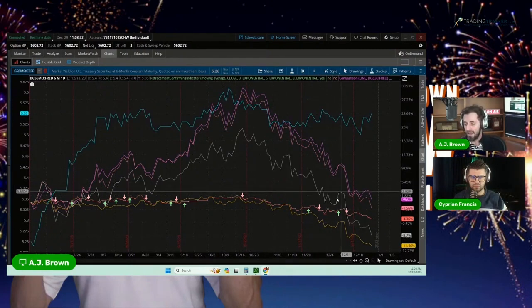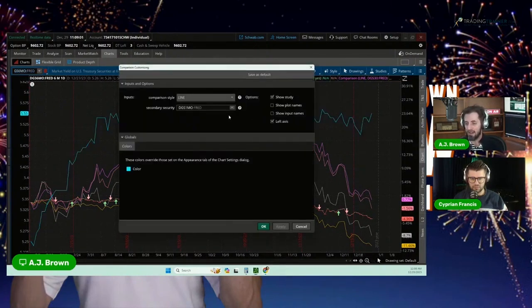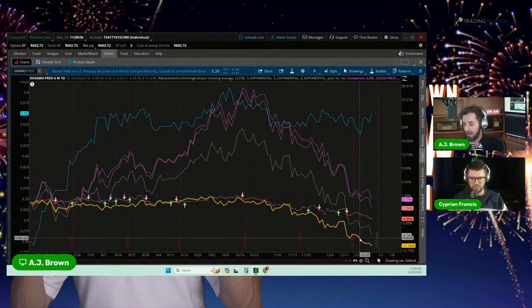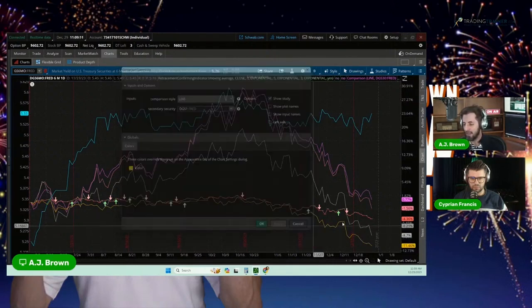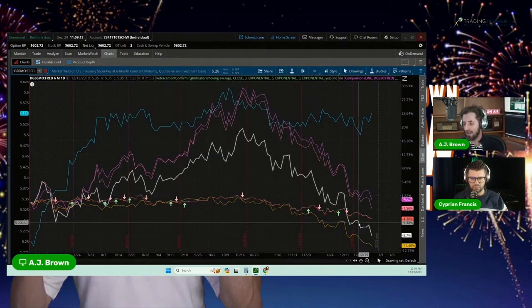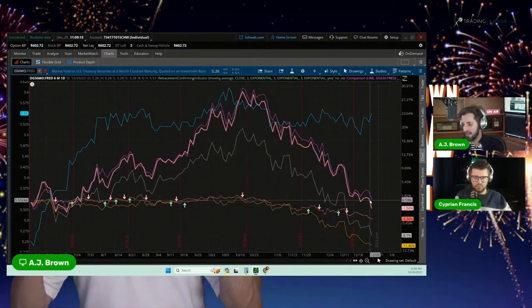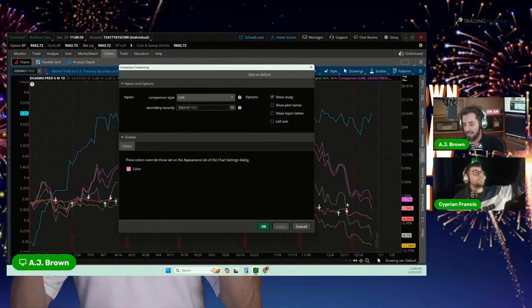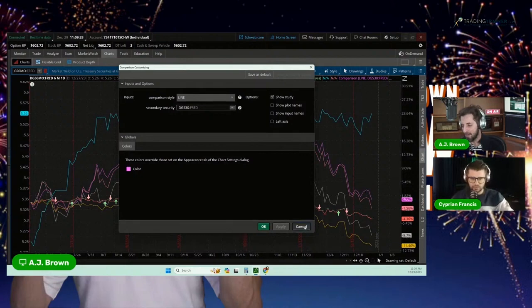What these are, I've overlaid the different bond yields on my graph here. And so what you're seeing here is, for instance, this one right here is our 1-month bond. And then over here, this is our 1-year bond. And over here, you've got your 5-year bond. And then you've got your 10-year bond and your 30-year bond.